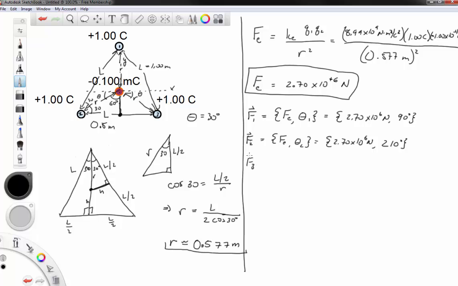And then F3 should therefore be Fe, theta 3. So that's going to be 2.70 times 10 to the 6 newtons, comma. And so this right here is if we went all the way around, it'd be 360 degrees. We're 30 degrees shy of that, so 330 degrees.